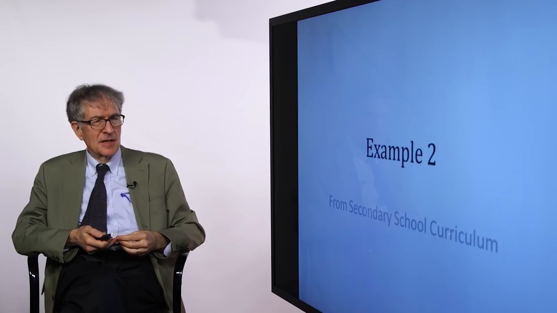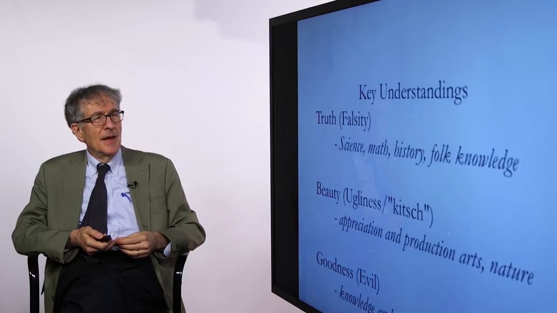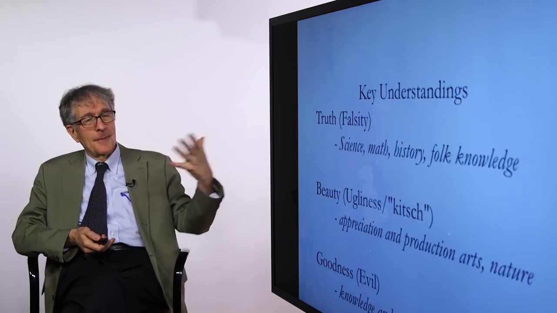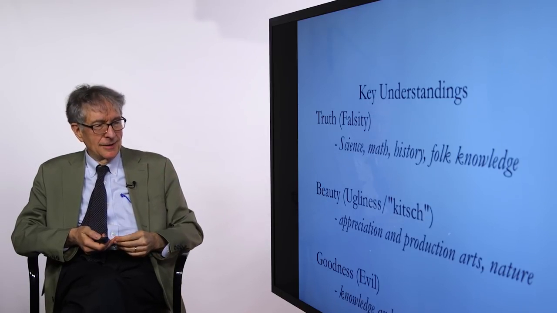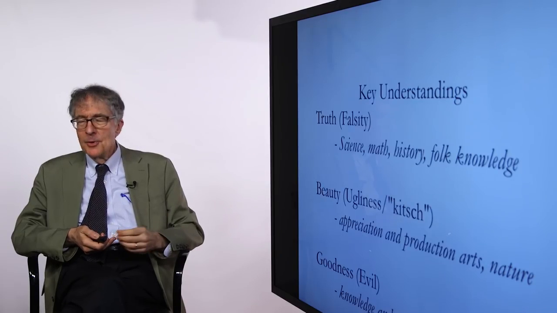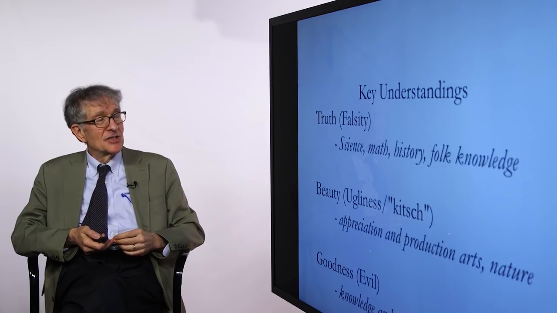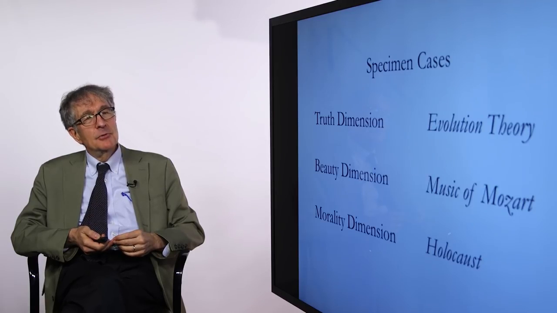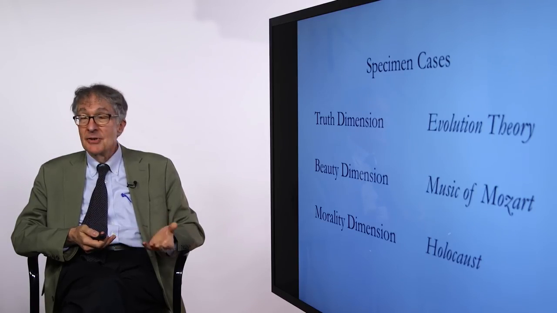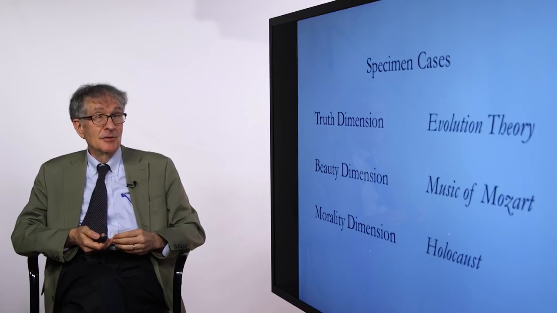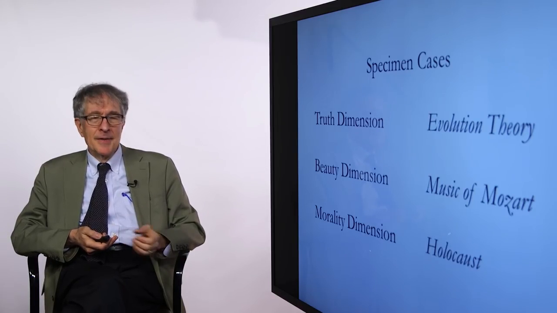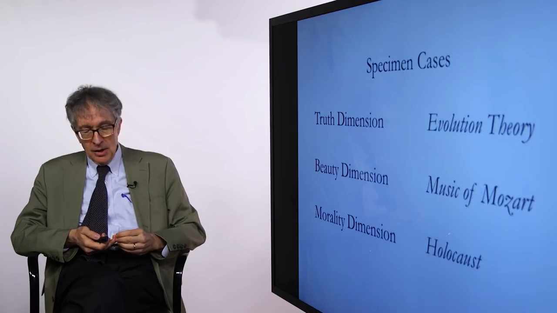Now here's an example from secondary school. This is one I've written about in a book called The Disciplined Mind. And there I talk about how important it is for us all to understand what's true and what's not, what's beautiful and what's kitsch or ugly, what's good and what's bad. I hope you won't find those are alarming things to teach about. And as my truth dimension, I talk about the theory of evolution, because you can't do biology seriously unless you understand the theory of evolution. In the area of beauty, I talk about the music of Mozart, because I happen to think it's very beautiful. And then studying good and bad, I talk about the Holocaust.